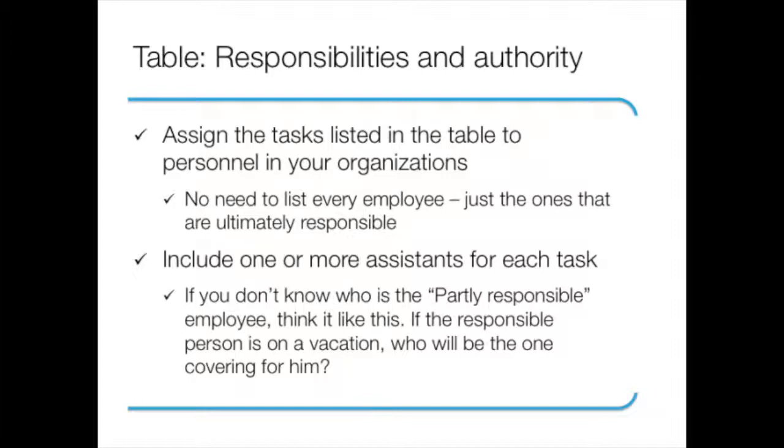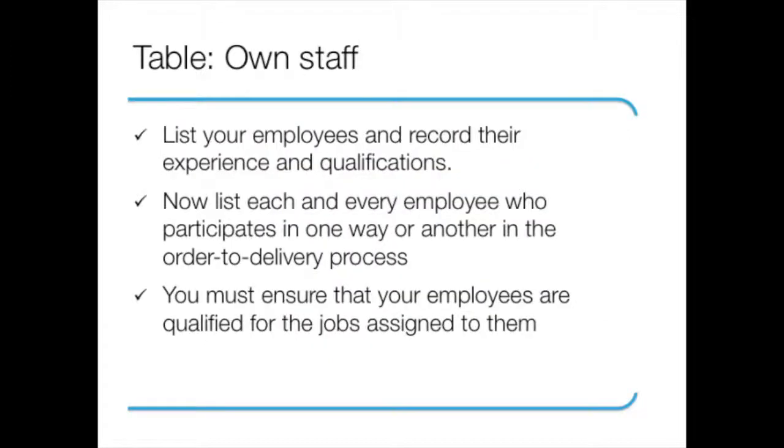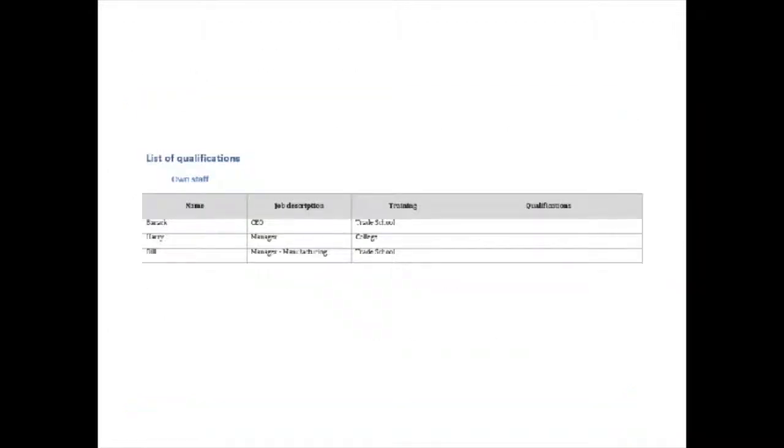If you don't know who the responsible employee is, think of it like this. If the responsible person is on vacation, who will be the one covering for them? You can basically do this any way you choose, and after you're done, it should look something like this. The second table, Own Staff, is used to list your employees and record their experience and qualifications. Now list each and every employee who participates in one way or another in the order to delivery process. This includes design engineers, buyers, managers, human resource department, etc. Technically, just list everyone here. The listing should look something like this.